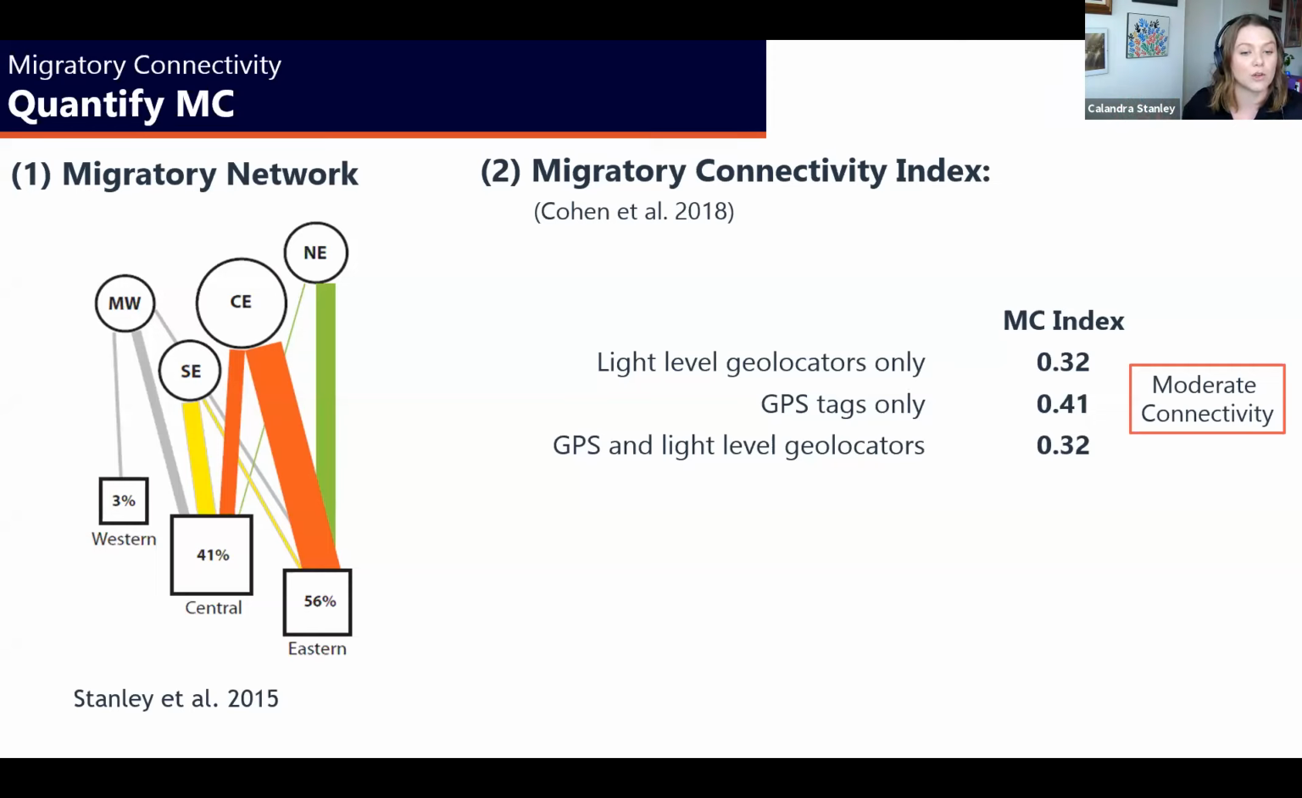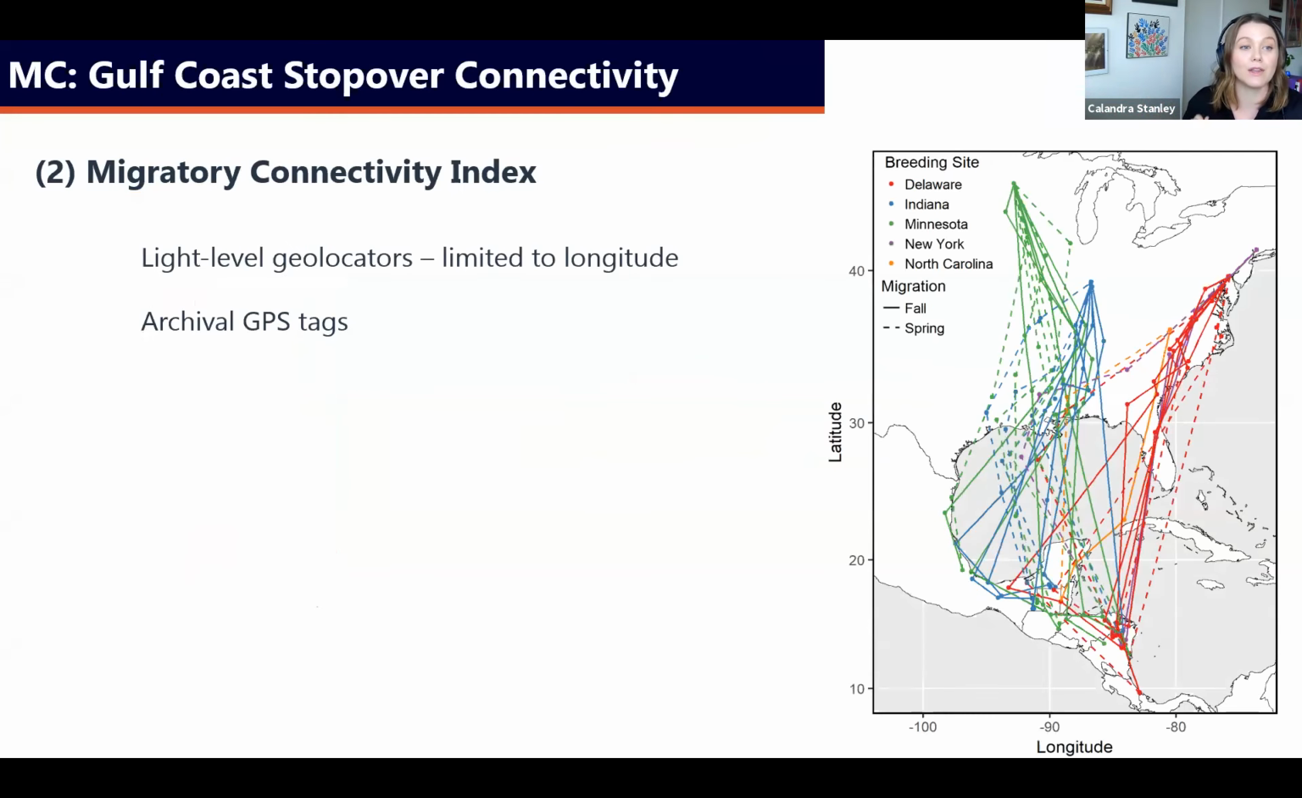But what about stopover locations? One of the huge disadvantages of using light level geolocators is that you cannot estimate latitude around the equinox, so you're really limited to describing migratory routes based on longitude estimates. However, archival GPS tags allow you to actually identify stopover locations, so that's what I'll focus on. This graph shows all the stopover locations we found from the GPS tags. Each point is a location, and the lines are just connecting different locations. The eastern birds are in warm colors and the western in cooler colors.